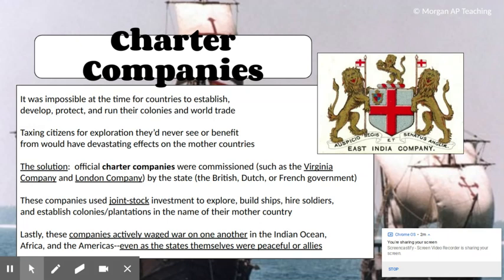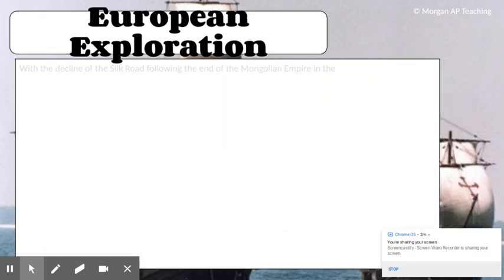These companies used joint stock investment to explore, build ships, hire soldiers, and establish colonies and plantations in the name of their mother country, so the country that they represented. Lastly, these companies actively waged war on one another in the Indian Ocean, Africa, and the Americas, even as the states themselves were peaceful or allies. So we saw the second method, that they would try to compete with them, and they would even wage war.